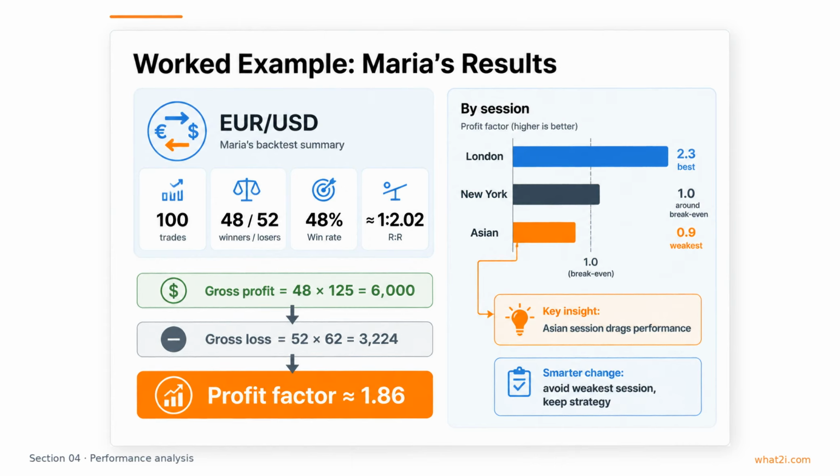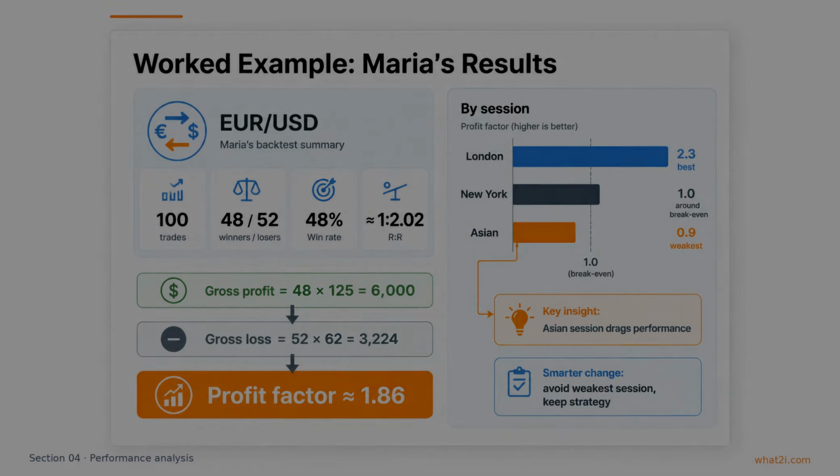The segmented analysis adds even more value because it shows that her best session is London, while the Asian session is much weaker. That suggests the strategy itself may be fine, but its application is uneven across sessions. A smart adjustment would be to reduce or stop trading during the weakest period, rather than changing the whole method.